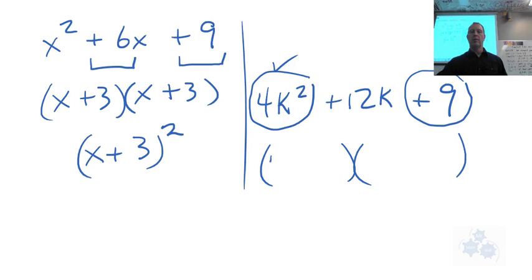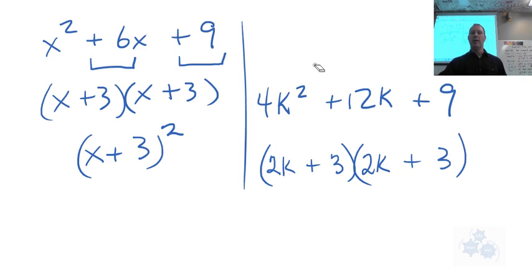What's the square root of 4k squared? That's 2k. What's the square root of 9? 3. This is a plus, so let's try this. Now, is that the factored form? Well, if you do a quick FOIL in your head, that's 2k squared. This is 6k plus 6k. That's 12k. Plus 9. There we go. That's it. So a perfect square trinomial has some special characteristics.